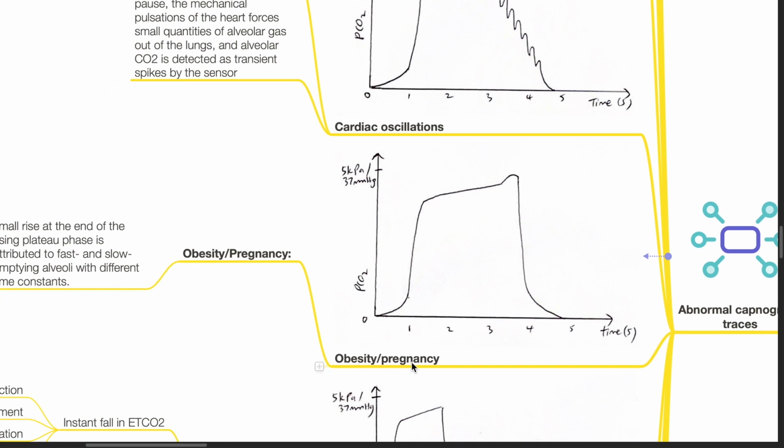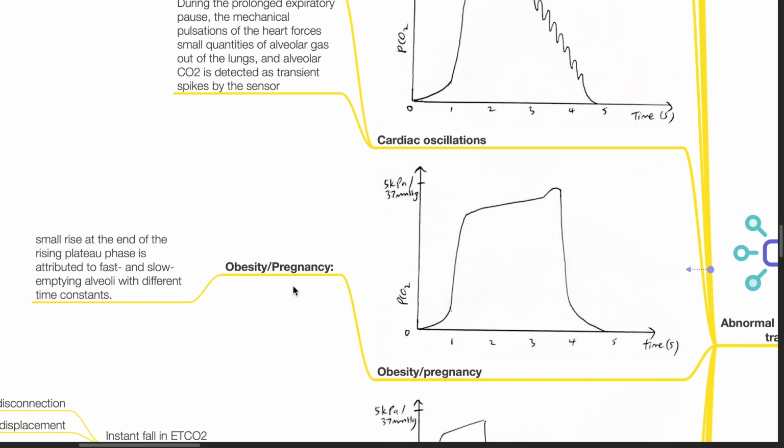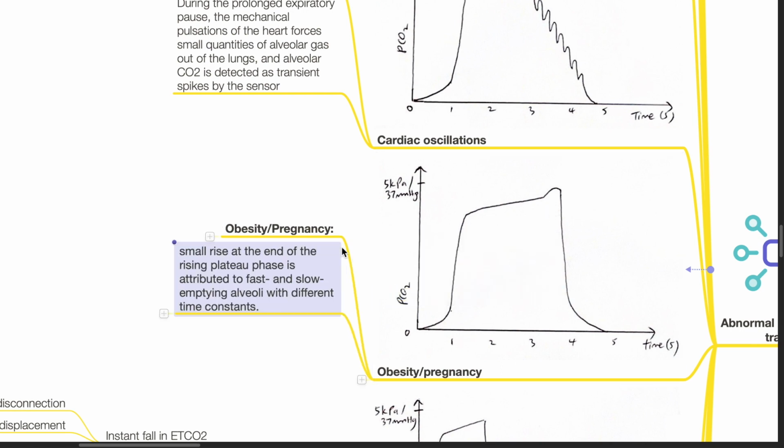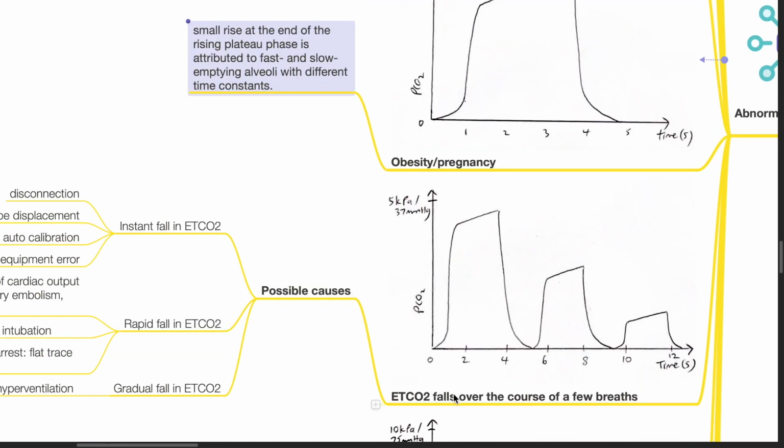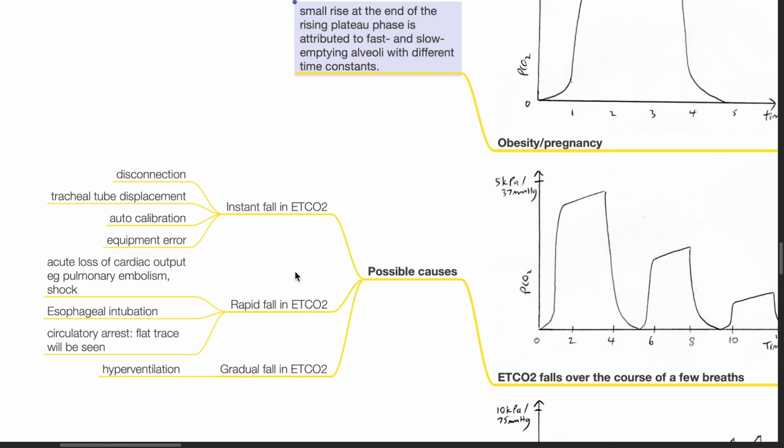Obesity or pregnancy. A small rise at the end of the rising plateau phase is attributed to fast and slow emptying alveoli with different time constants. EtCO2 that falls over the course of a few breaths. If there is an instant fall in EtCO2, it could be due to disconnection, tracheal tube displacement, auto-calibration or equipment error.